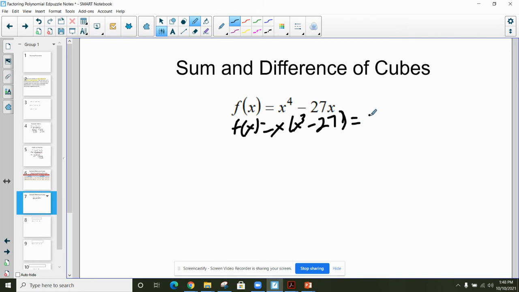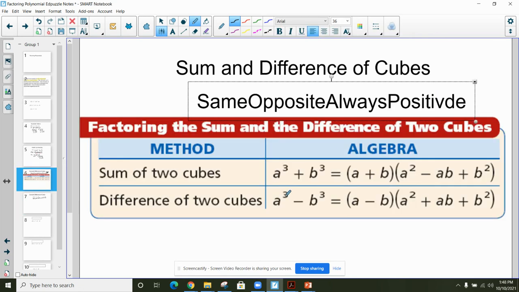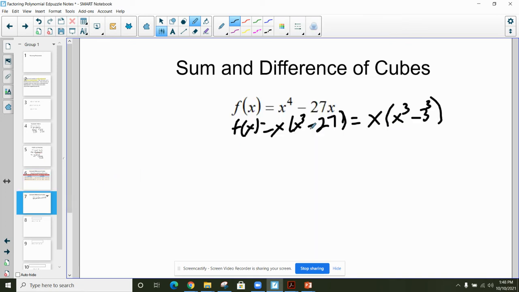This is an extra step. You don't need to do this, but sometimes it helps to write it out. It's x cubed minus 3 cubed. And what this helps is this helps me make a connection to our notes from the last slide. A cubed plus b cubed. A in this problem was x and b is 3, right? So a cubed minus b cubed. This is the difference of 2 cubes. So we're just going to follow the pattern. Wherever there's an a, I'm going to plug in an x. Wherever there's a b, I'm going to plug in a 3.